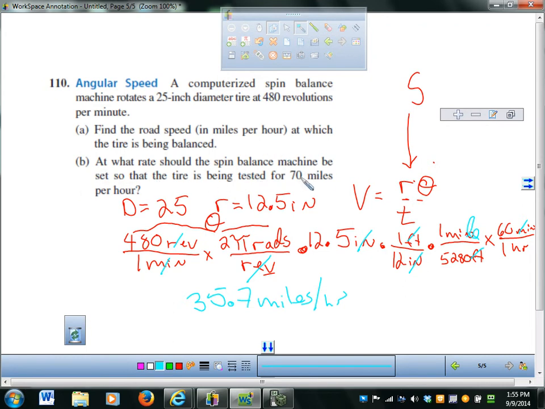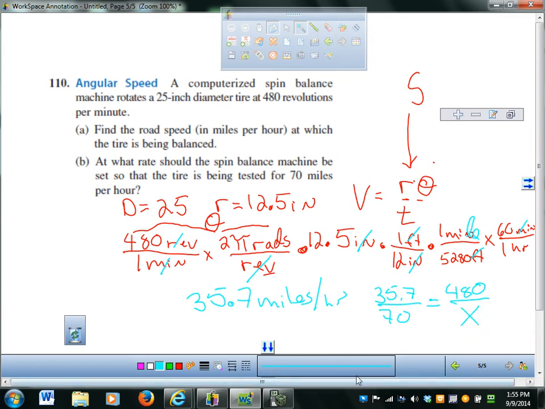And then for the second part of the problem, at what rate should the spin balance machine be set so the tire is tested for 70 miles an hour? You could just set up a proportion. Since this is a linear relationship, I can say that 35.7 is to 70 as 480 is to X.